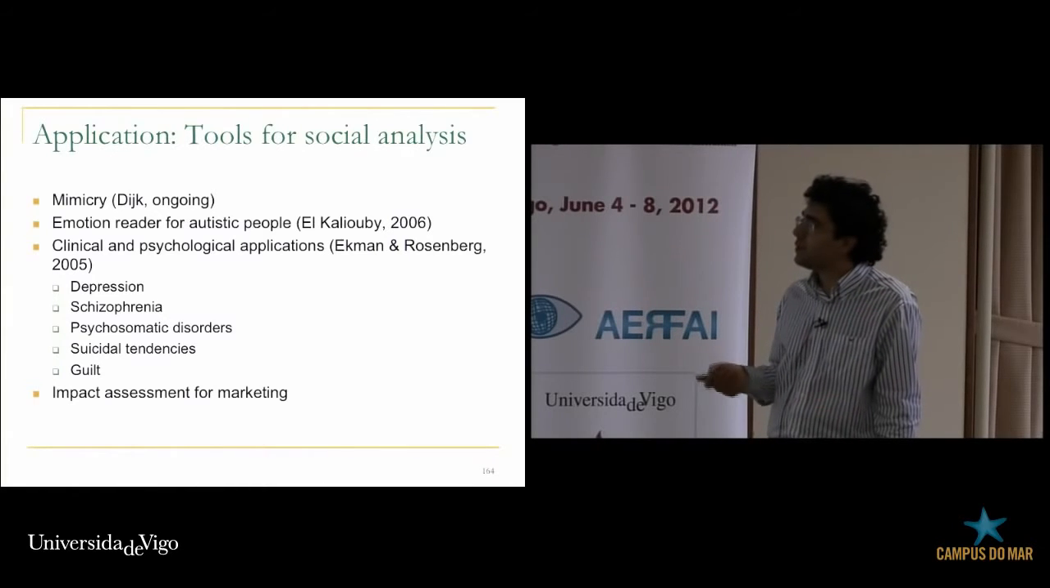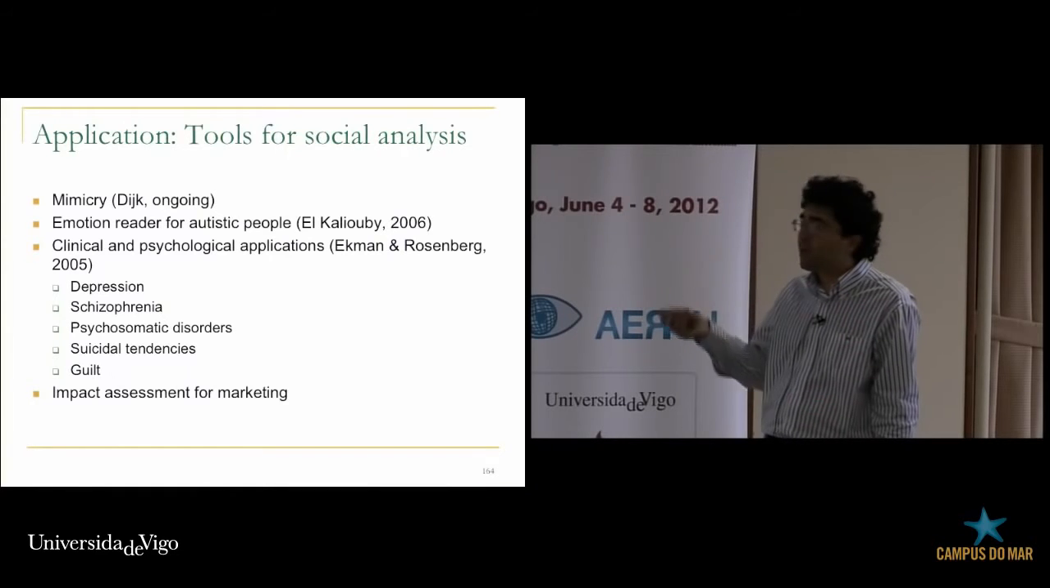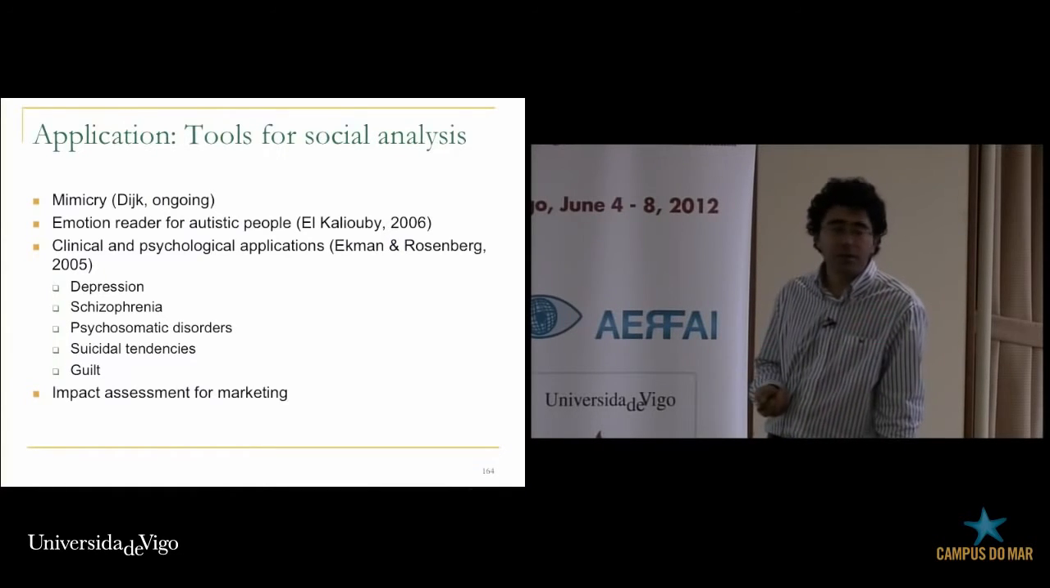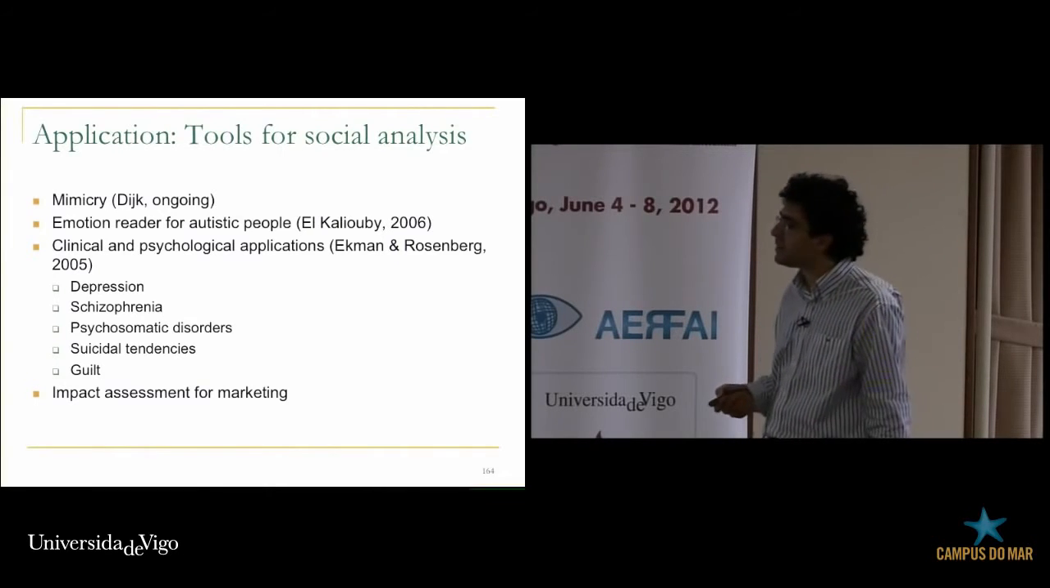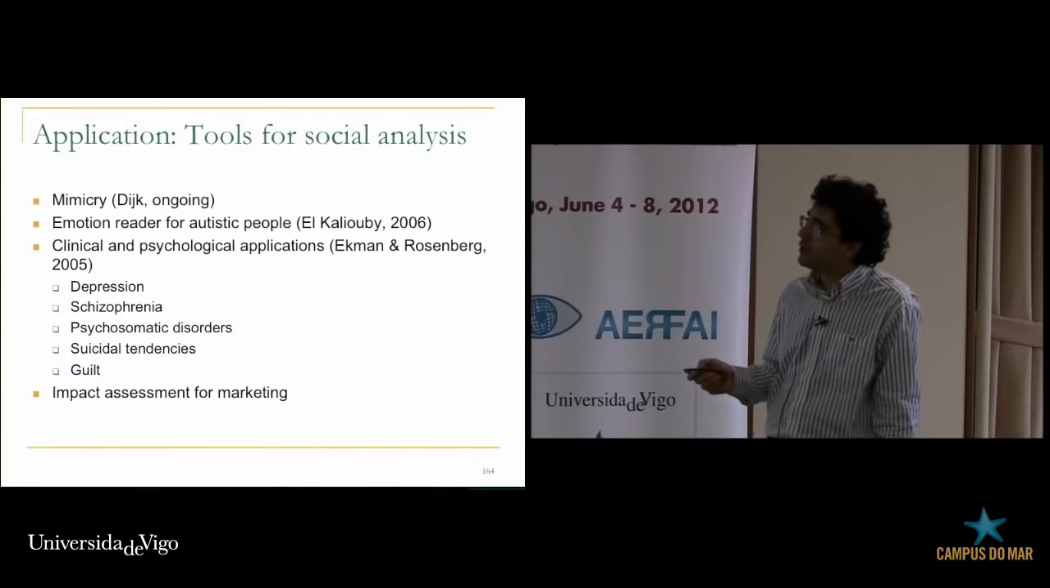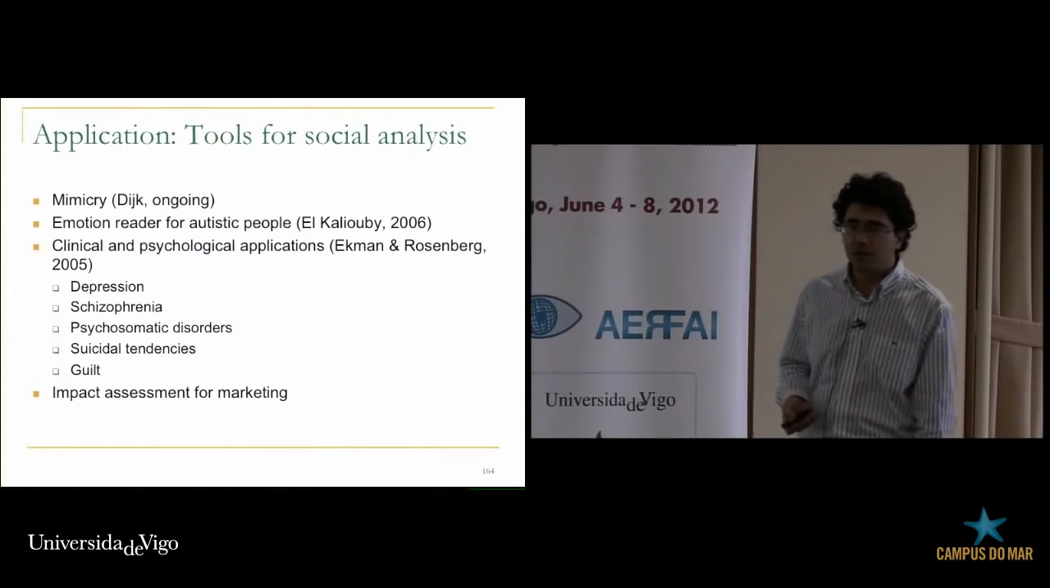Ekman himself is doing a lot of clinical and psychological applications, trying to diagnose depression, schizophrenia, psychosomatic disorders, suicidal tendencies, guilt. One of the most difficult ones to understand is shame, for instance. Can you tell whether somebody is blushing? Very difficult, because gathering data is almost impossible, because blushing cannot be induced. Well, it's involuntary emotional expression. It would be very difficult to collect data for that. There are also applications for impact assessment for marketing, the type of scenarios that you've been looking at.